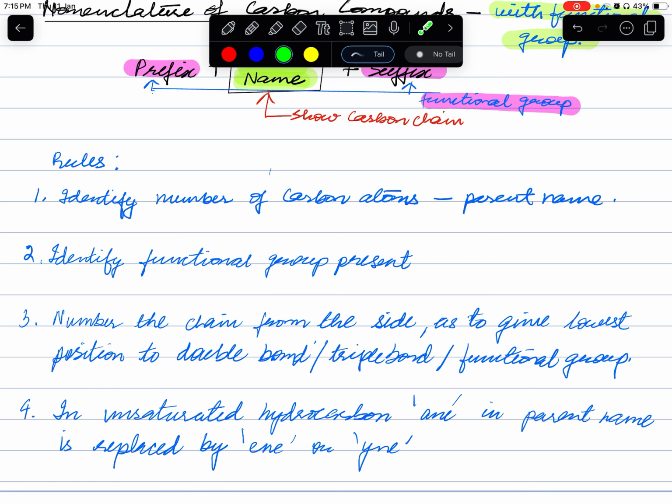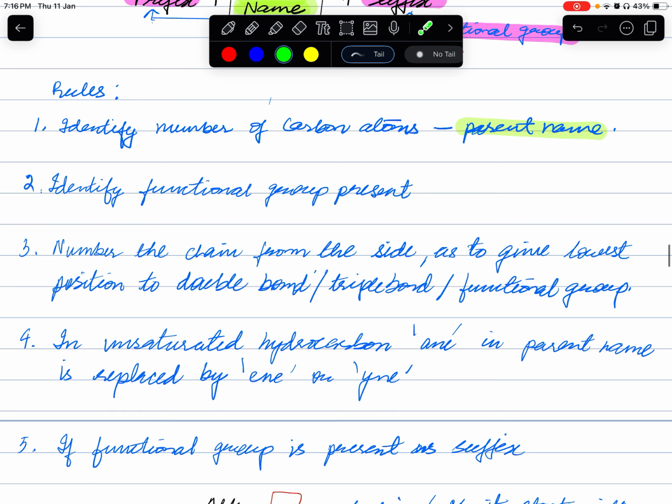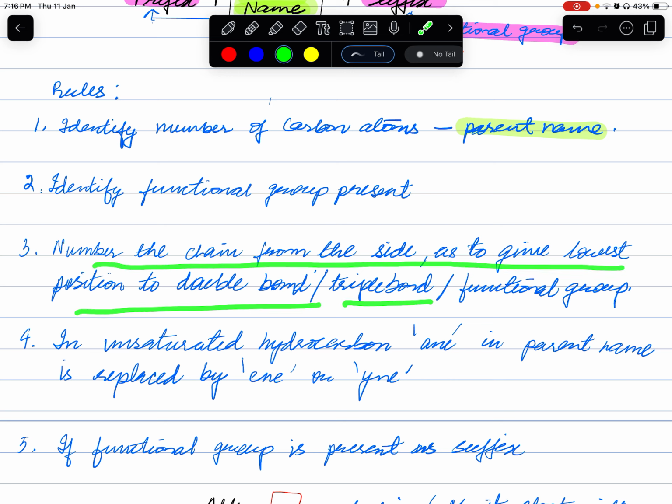Okay, and this number of carbon atoms will give you what? They will give you the parent name. Okay, so we will write down first the parent name. Now after writing the parent name, then we will identify the functional group which is present. Okay, after this, when we identify the functional group, then we number the chain from the side as to give lowest position to the double bond or triple bond or a functional group.